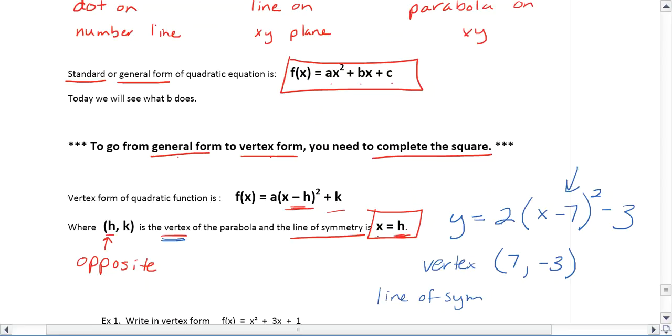This parabola opens up because this A is positive, and so we know the line of symmetry is going to be a vertical line, and it is going to pass right through the vertex. That's why this vertex is handing us the answer. This vertex came over 7, so the line of symmetry is going to cut right through that, and the equation would be x equals 7. So you can find the vertex and the line of symmetry when you're given the quadratic in vertex form.